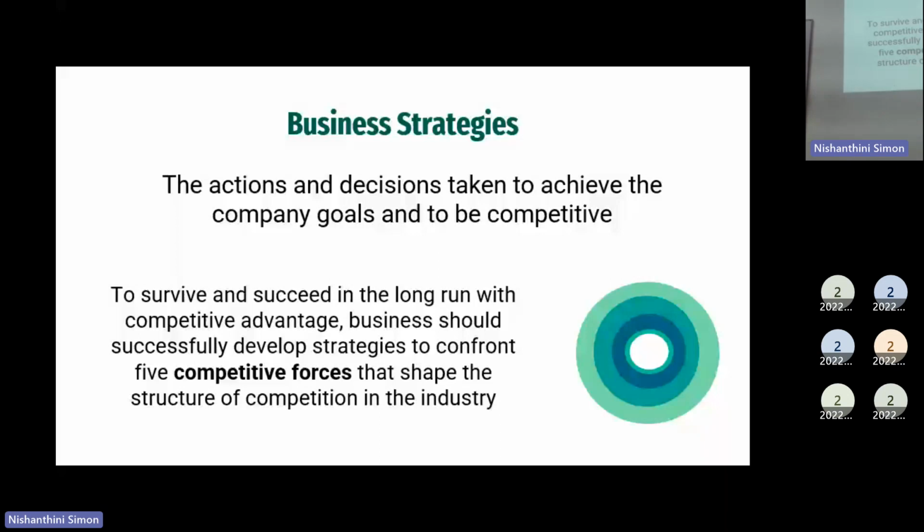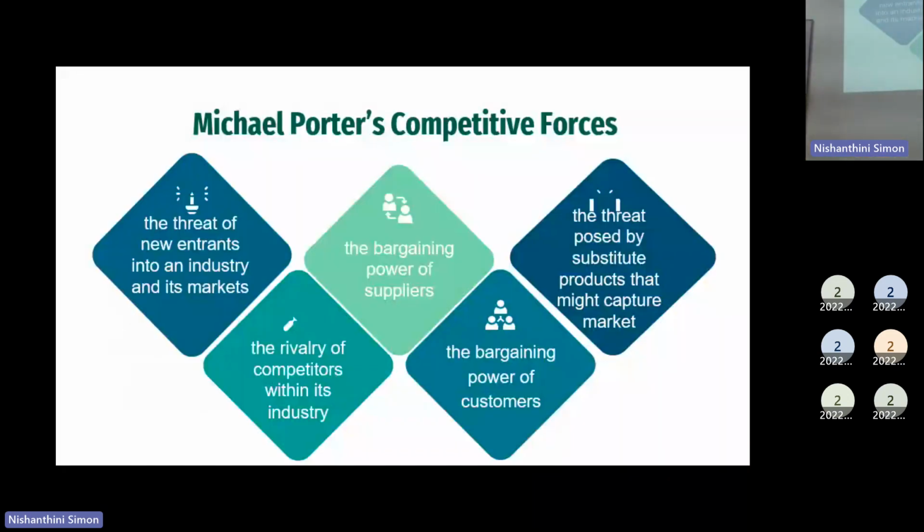So this is what organizations commonly face from the external environment. And Michael Porter found that, and we refer to it as Michael Porter's 5 competitive forces. So we have the threat from new entrants, then rivalry of the competitors, bargaining power of suppliers, bargaining power of customers, and threat from substitute products, which could also be a challenge to the organization.